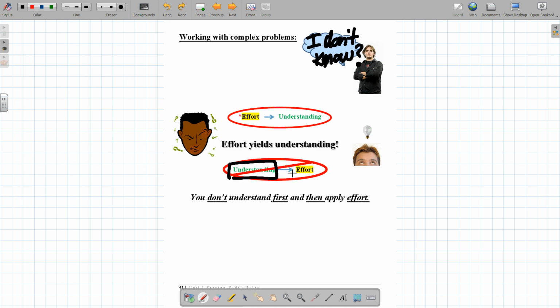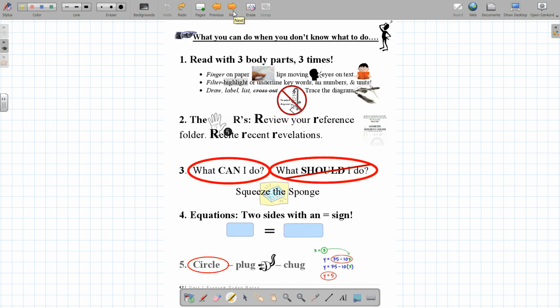This is 19 years of geometry experience here, folks, in one page. What can you do when you don't know what to do? Five things. I'm going to walk you through it. Number 1, when you don't know what to do, you always start by reading with 3 body parts 3 times. You put your finger on the paper, lips moving, eyes on paper. That's round number 1. Round 2, you filter or highlight keywords and numbers, and watch out for units.